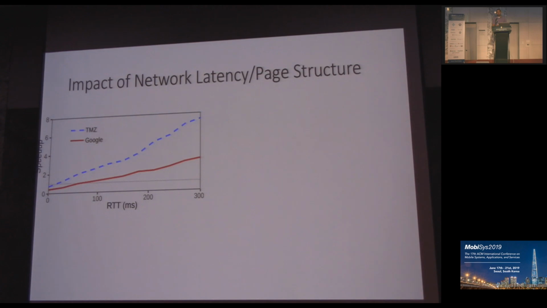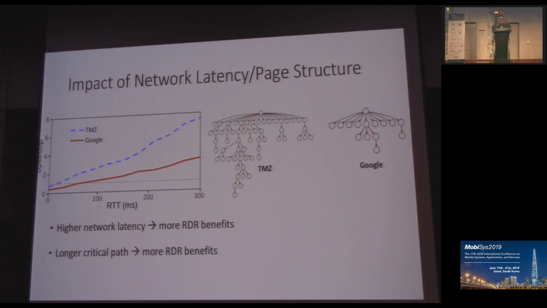And here in this graph, we report speedups as the ratio of default page load times to RDR page load times. A speedup greater than 1 means that RDR was able to accelerate the page load. There's 3 things to take away here. First, these results reaffirm the point that higher network latencies in fact do lead to increased RDR benefits. Second, and more importantly, as you can see, the TMZ page experiences higher overall speedups, and it in fact begins to achieve speedups greater than 1 at lower RTT values.